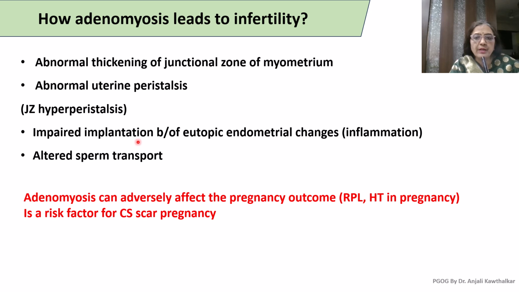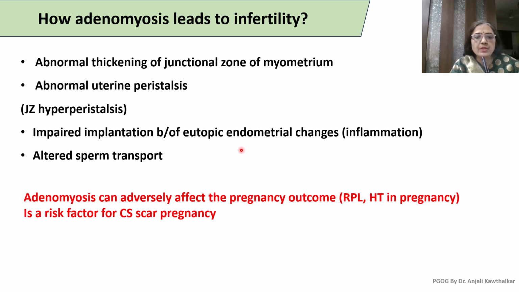There is impaired implantation also. Implantation is also adversely affected because of the presence of adenomyosis, as there are endometrial changes in the eutopic endometrium. Now, this is important terminology. Eutopic endometrium is the endometrium which is present at the normal site, that is the inner lining of the uterine cavity, whereas ectopic endometrium is the endometrium which is present either in the myometrium as in adenomyosis, or outside the uterus as in endometriosis.